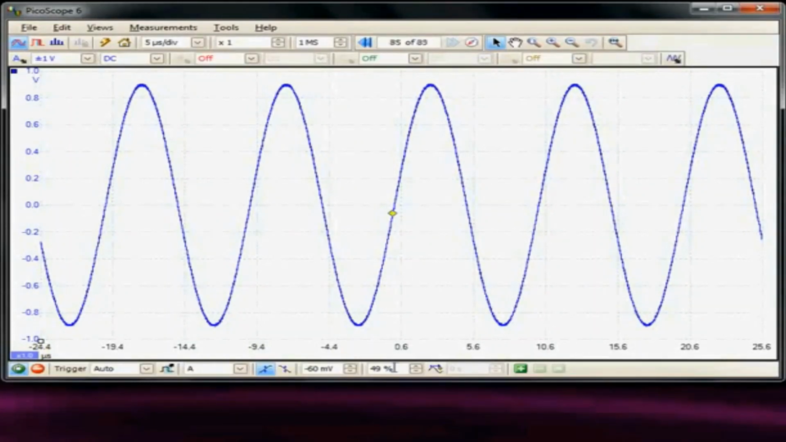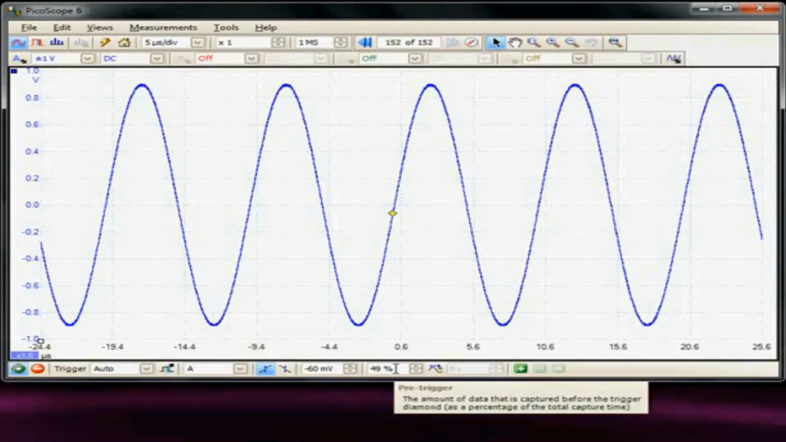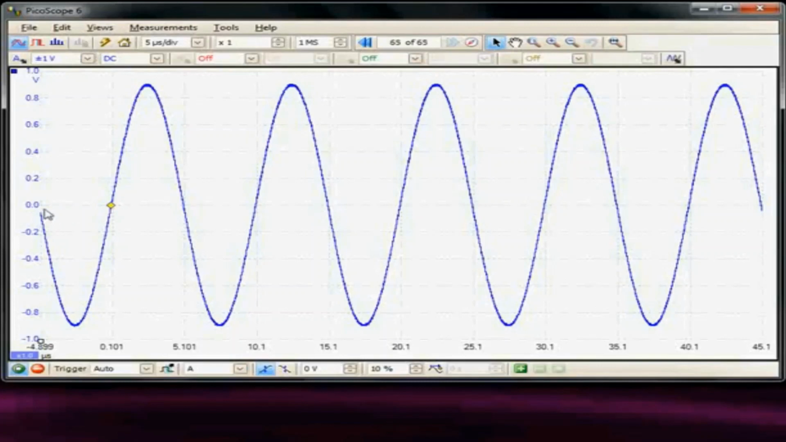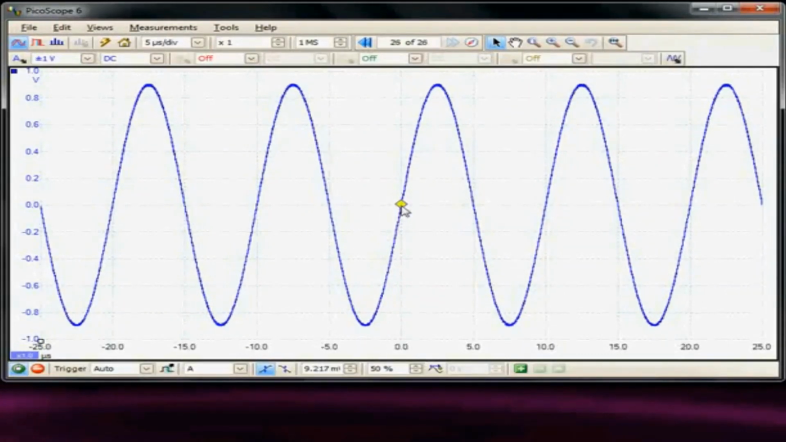The next icon is the memory position. So by default it's 50%, so we have 50% pre-data of the trigger point and 50% post-trigger. And again we can just use the icon and move it so I could position it at any chosen point. So here we've got now 10% pre-trigger and 90% post-trigger being displayed. Return it to the default position of 50%.